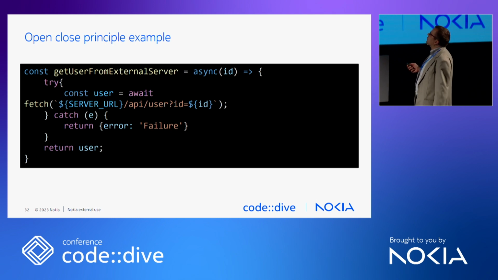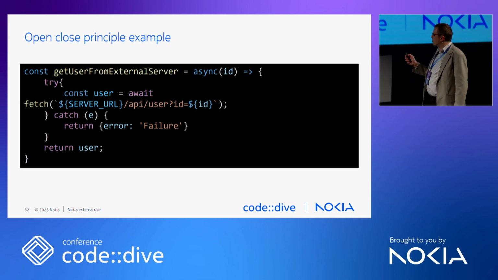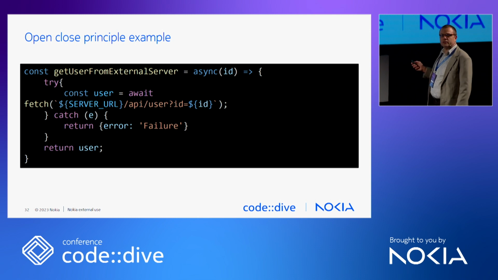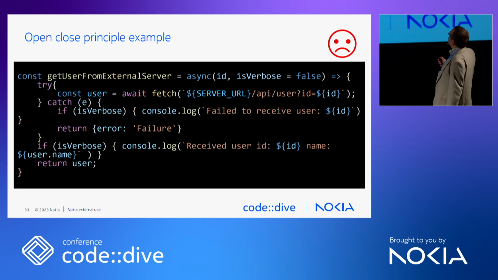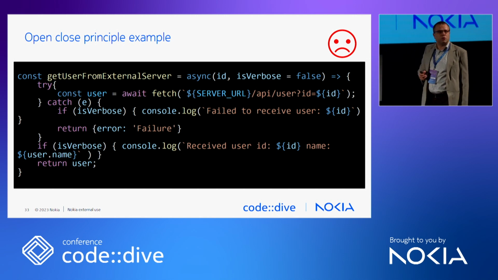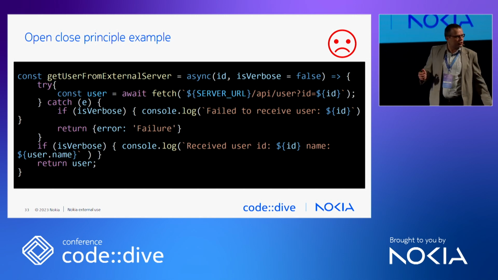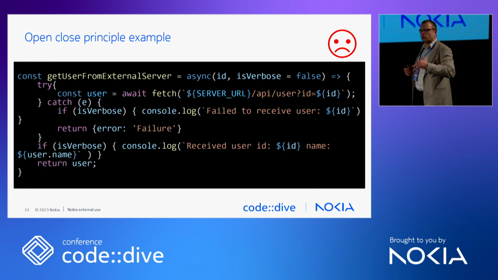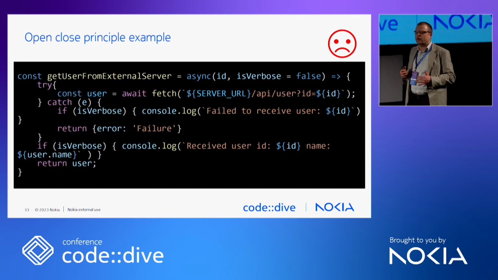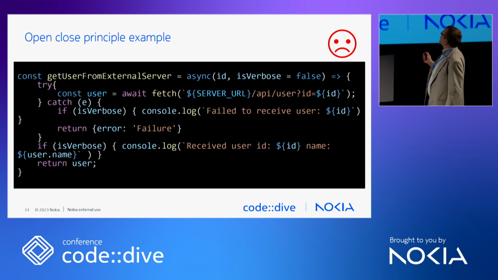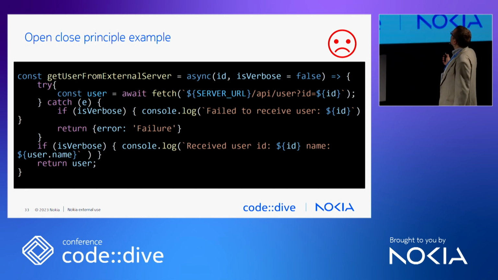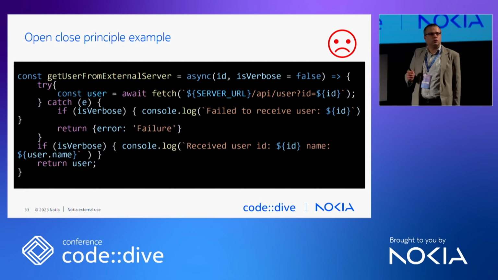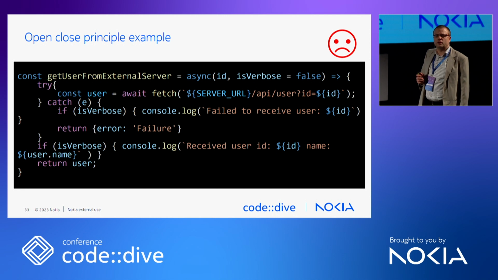So we have a function that fetches something from an external API, and let's add logging functionality to this. It's a perfect modification, isn't it? There is an isVerbose flag, and by default it's false, so we don't have to work through all the code to do changes there. We can just set it to true when we need logging. So why is the sad face here? How many of you can spot the single responsibility violation here?